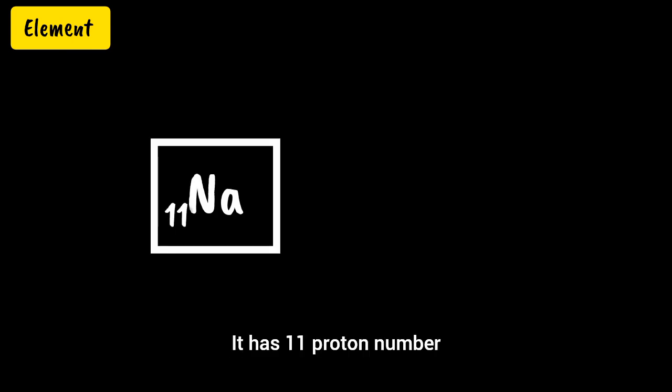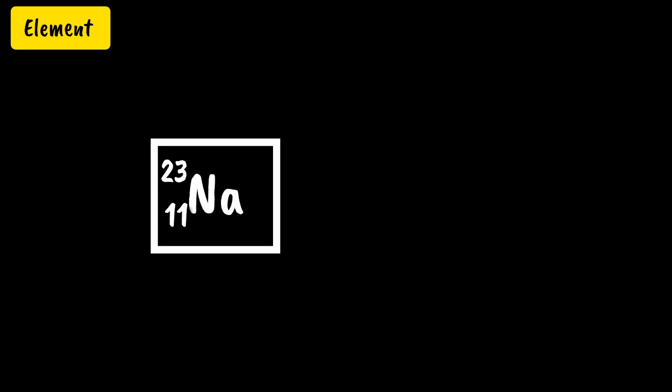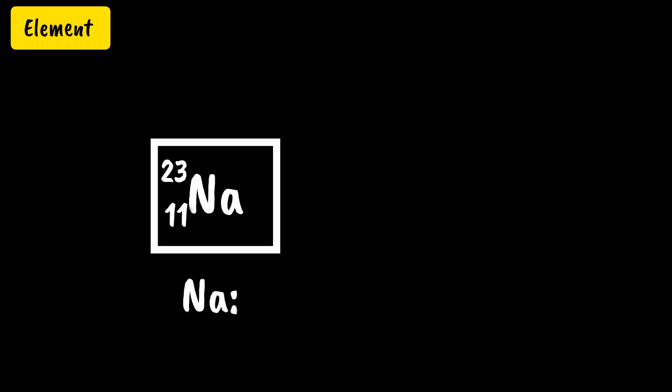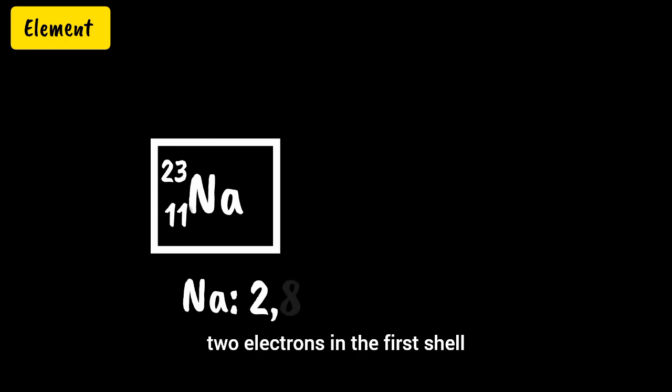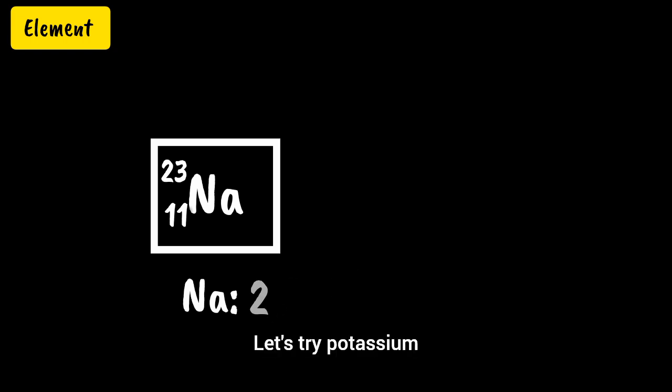Let me give an example to this. Group 1 elements, let's pick sodium. It has 11 proton number and 23 nucleon number. We have learned that the number of electrons is equal to the number of protons. So the electrons will be arranged in this manner. Na: 2 electrons in the first shell, 8 electrons in the second shell, and 1 electron in the outermost shell, leaving 1 valency electron.